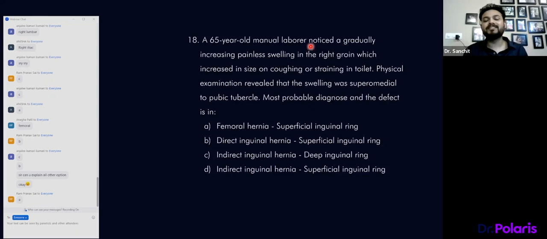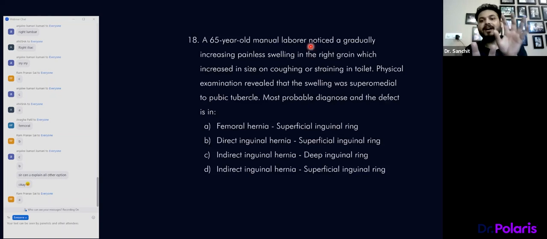Now, how do we do this kind of test? We have got 3 fingers, right? The index finger is kept over the deep inguinal ring, the middle finger is kept over the superficial inguinal ring, and the ring finger is kept over the saphenous opening, that is at the medial end of the thigh. So: deep inguinal ring, superficial inguinal ring, and saphenous opening.